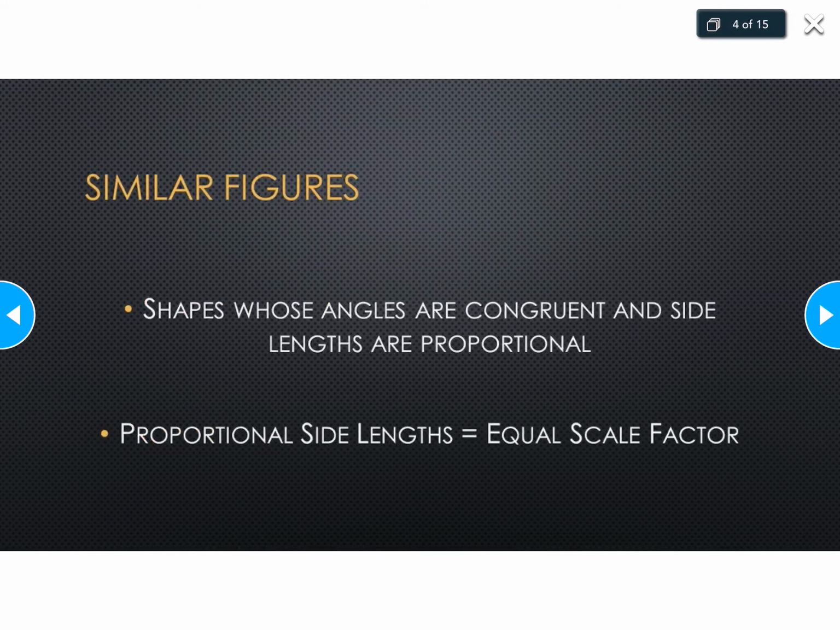So similar figures, things that are similar. This is a big definition. Things that are similar are shapes whose angles are congruent. What does congruent mean? Equal. Whose angles are equal and their side lengths are proportional. Now, we've done proportions this year. So if I would set up a fraction, that means both proportions would be equal. Both fractions will be equal if I set a proportion with their side lengths. Another word for this is scale factor. And that's the big thing we're going to be learning next class.